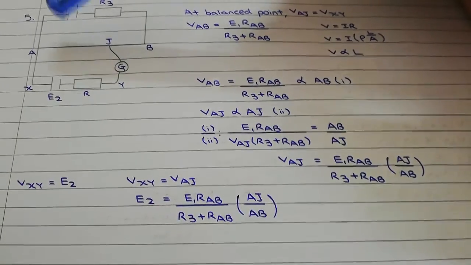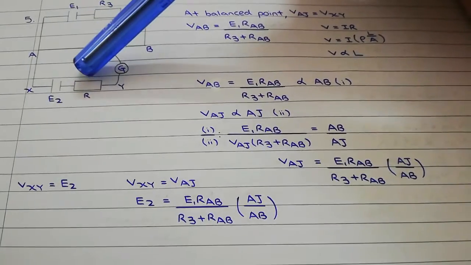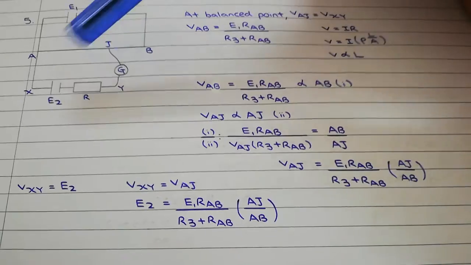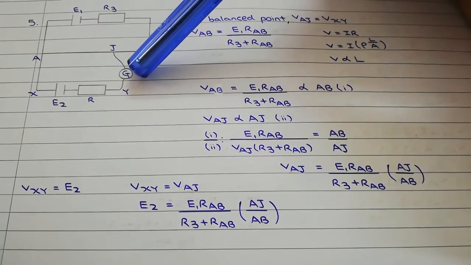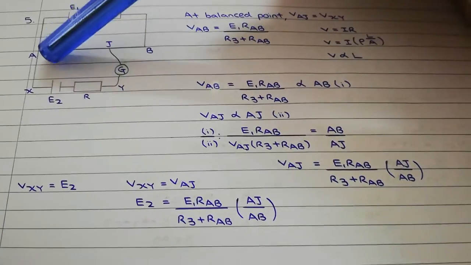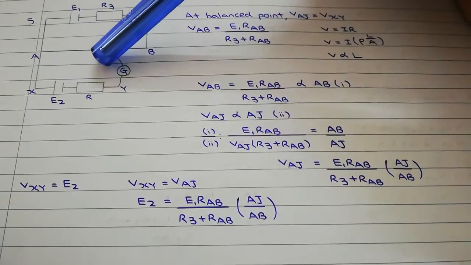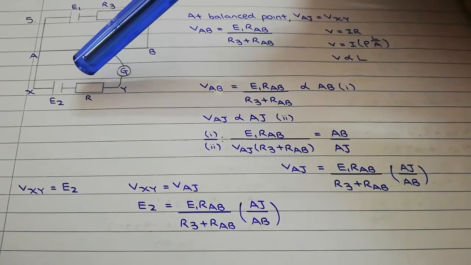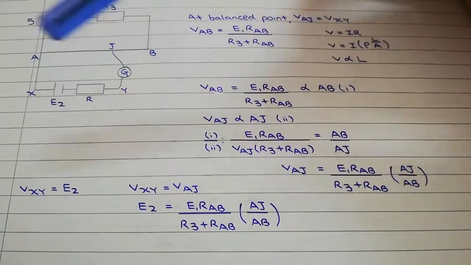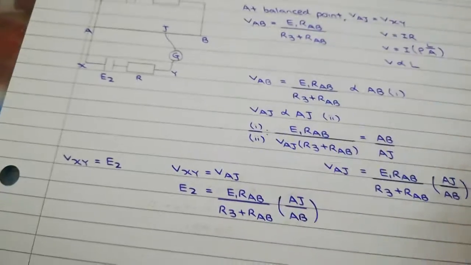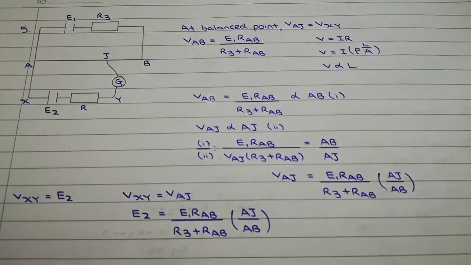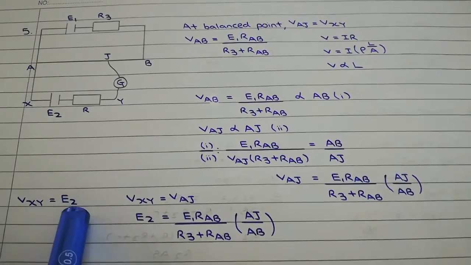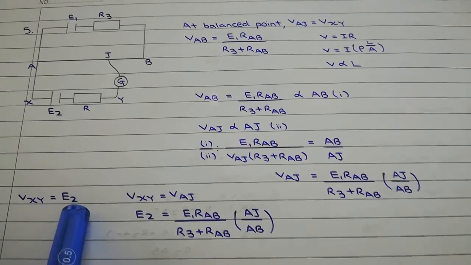For the second circuit, although there is a resistor, it will provide resistance here. Since the galvanometer shows no deflection, there is no current flow through the circuit here. The resistance will not disturb the potential difference between point S and point Y. Hence, the potential difference between point S and point Y is equal to the EMF of the second battery.